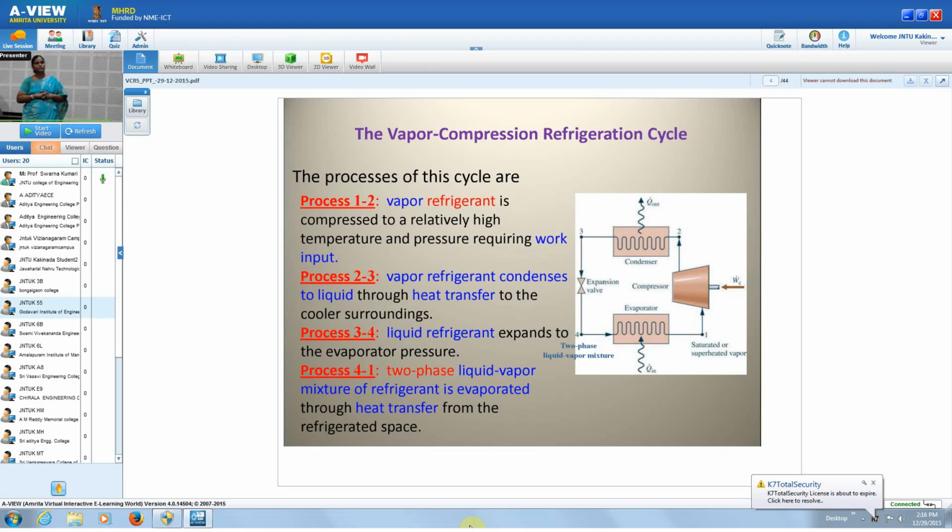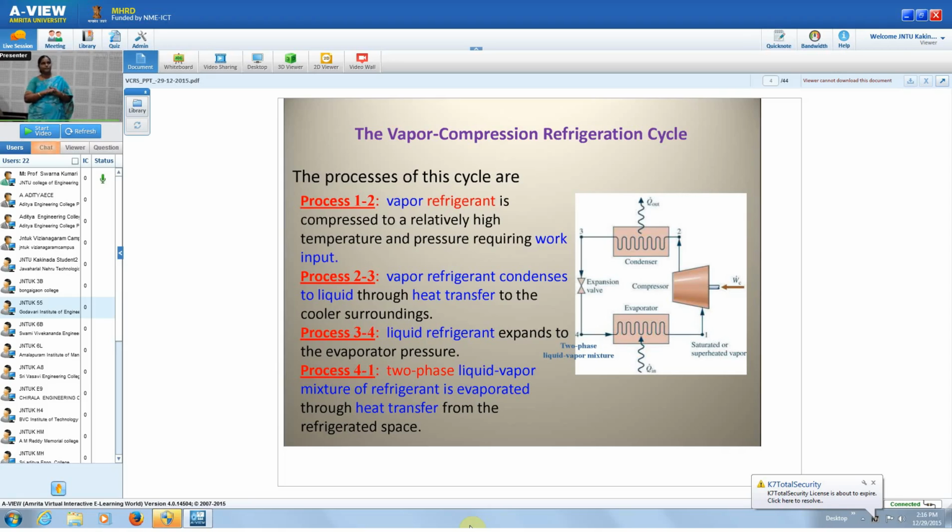Then process 2-3. So the vapor refrigerant condenses to liquid through the medium used. That medium used may be brine solution or even water may also be used. So whatever heat is gained in the evaporator, from the space to be cooled or the space to be refrigerated, and the heat equivalent of the work given in the compressor, both will be rejected in the condenser.